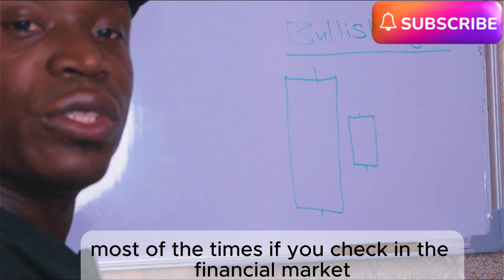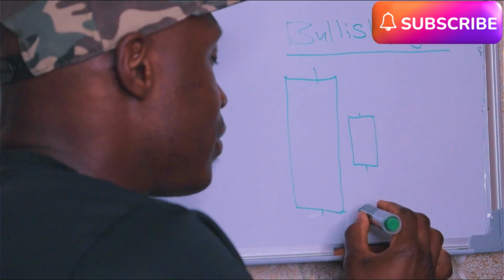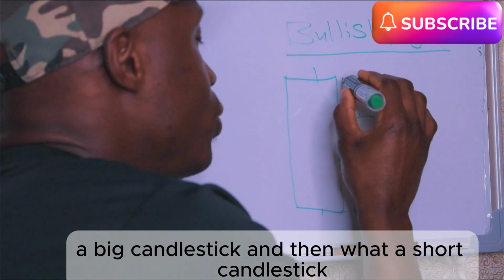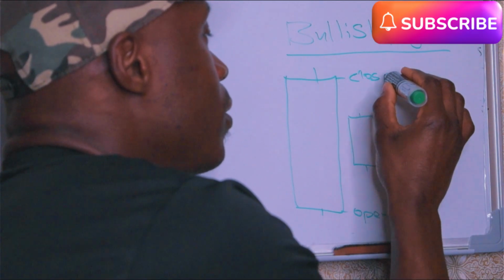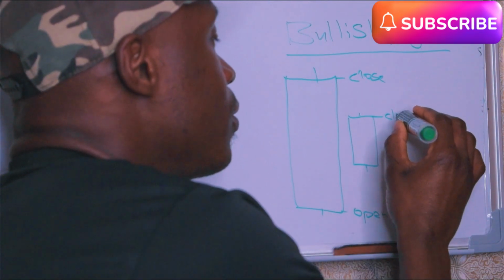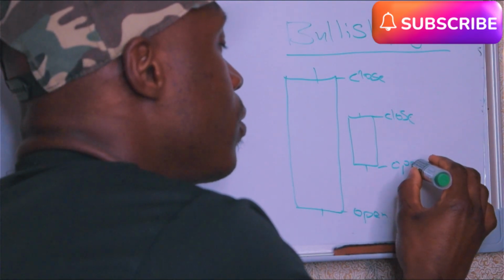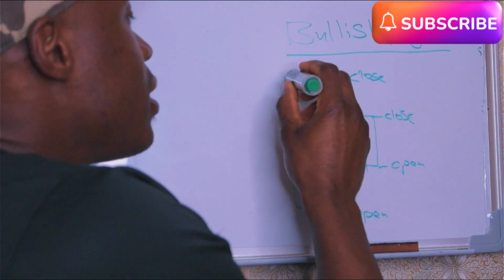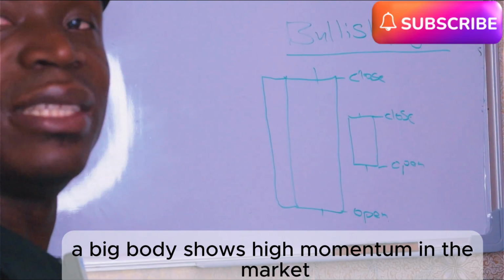Most of the time, if you check the financial market, you may see a candlestick like this: a big candlestick and then a short candlestick. This one is very, very common. A candlestick with a big body shows high momentum in the market.